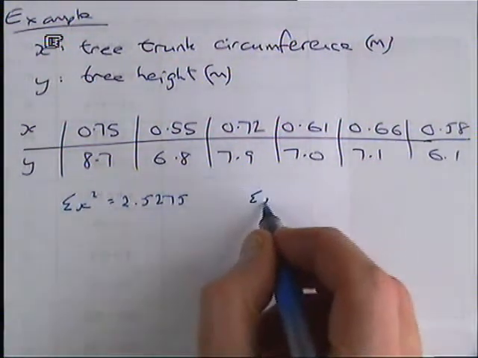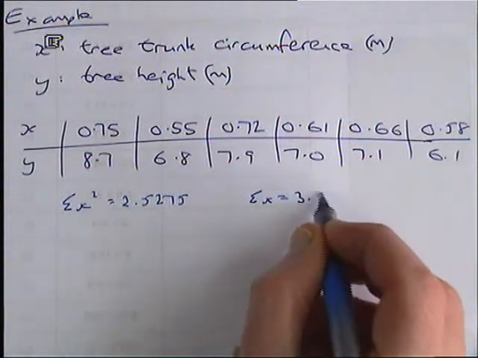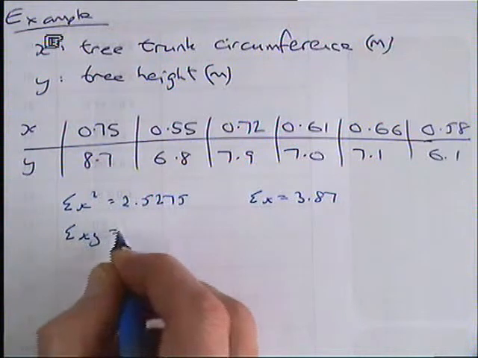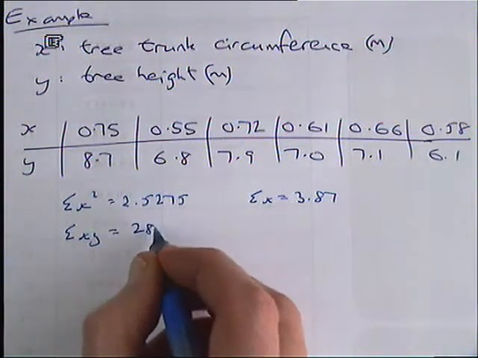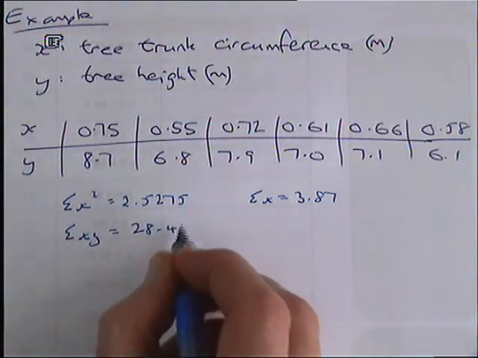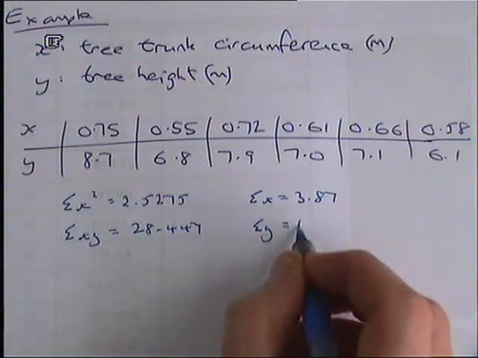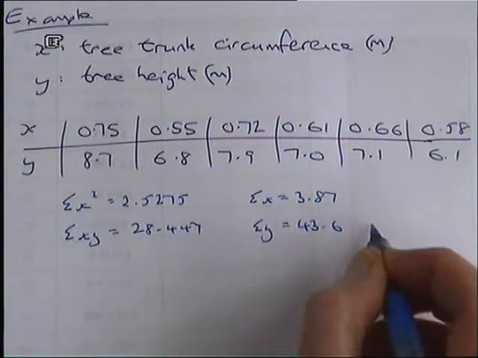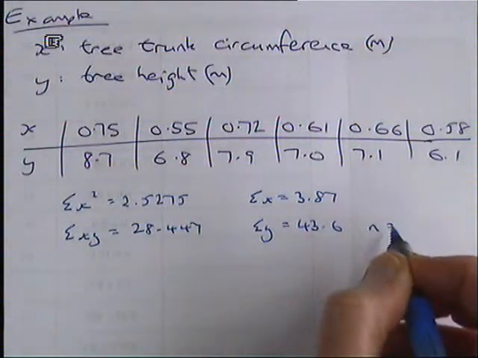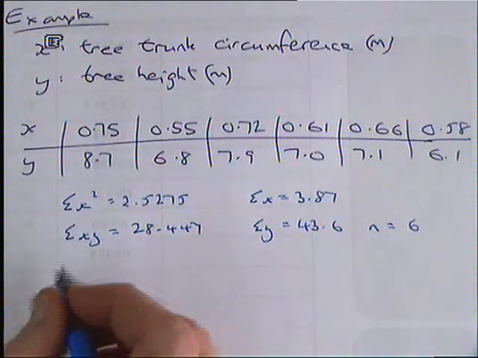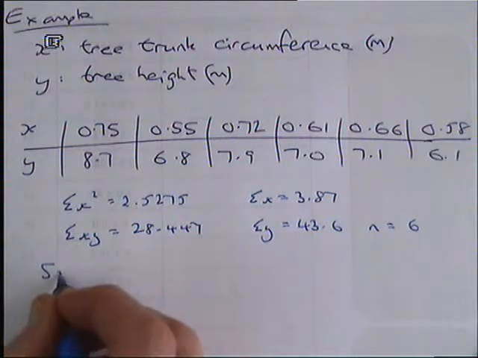Sigma x squared, sigma x, sigma xy, which is all the x values times by their y values and then added up, and sigma y, and we have here n being 6. So we will need to work out Sxx and Sxy.